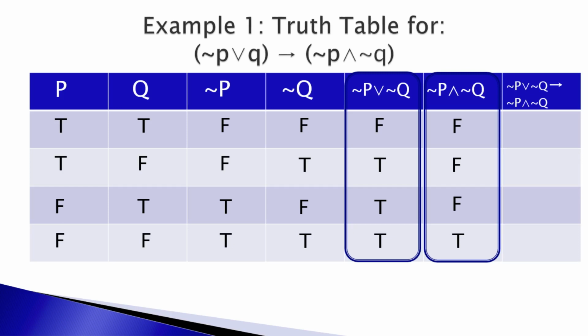Now, we look at those individual values from the parentheses for the implication. False implies false, as we just learned, is true. True implies false is false. True implies false is also false. And true implies true is true. We can recall that this is not a tautology, just as a fun fact.